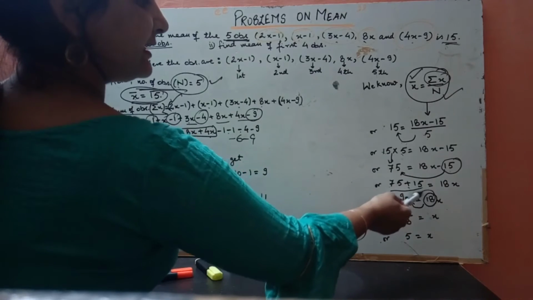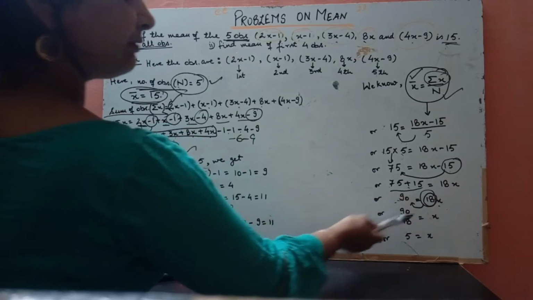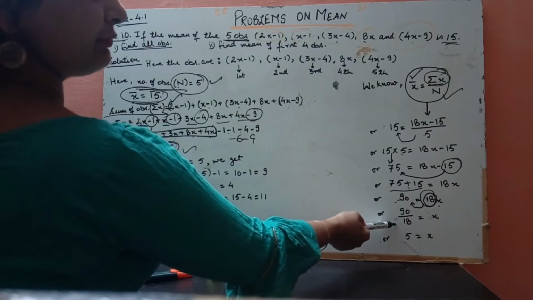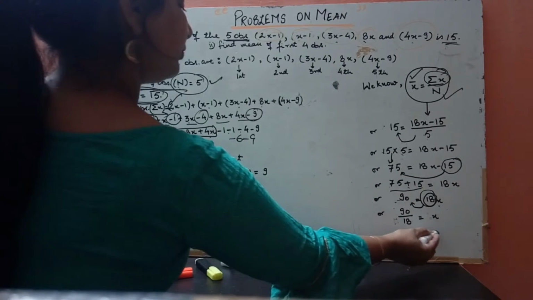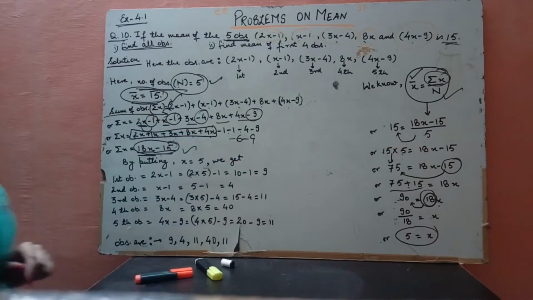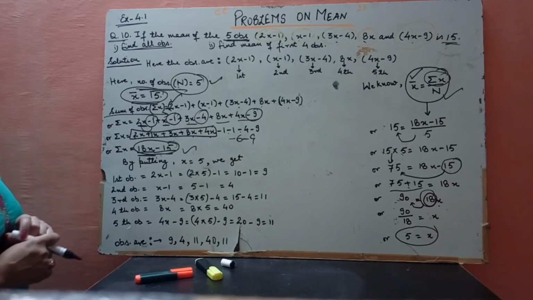Now again, 18 is multiplied on this side. It will come to this side and it will be divided. We will get 90 by 18 is equal to x. That means the value of x is 5. We have got that the value of x is 5.